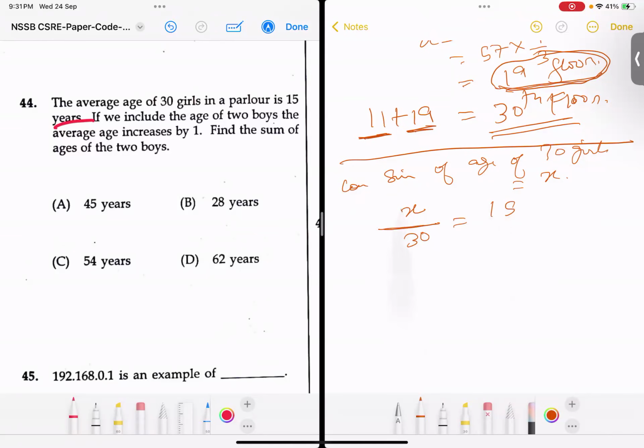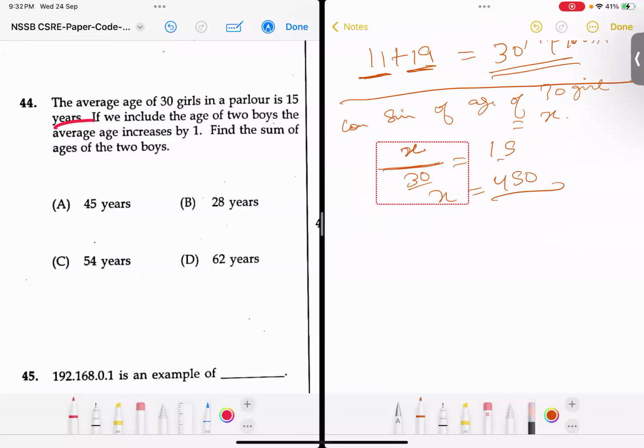So the sum of the ages of the girls divided by the number of girls, which is 30, gives 15 as the average age, right? Now we'll just find x, which is 30 into 15, which is 450, okay? So if we add the ages of the 30 girls, we get the total age as 450, okay?